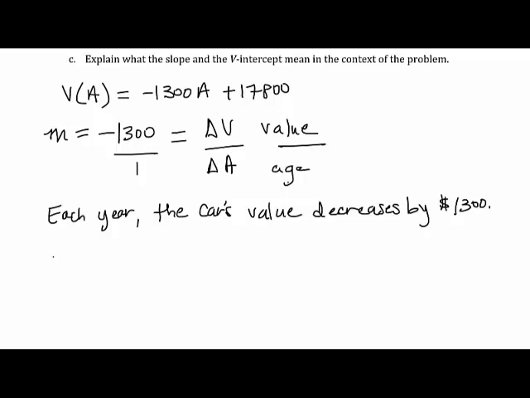And we also want to explain the V-intercept. And so that V-intercept was whatever our B was earlier. We said that that was 17,800. That occurs when A is 0. So right when this person purchased the car, its value was $17,800.